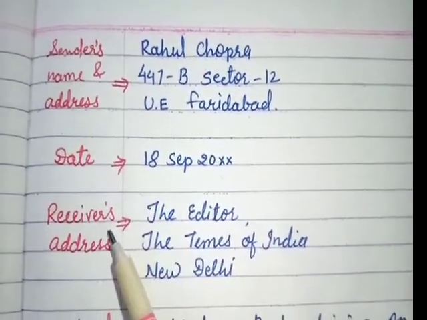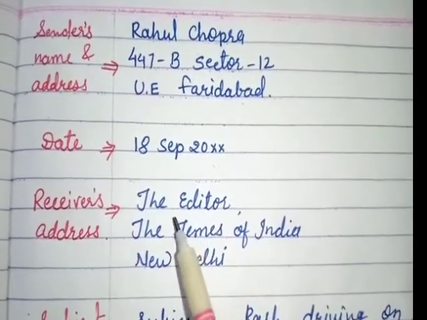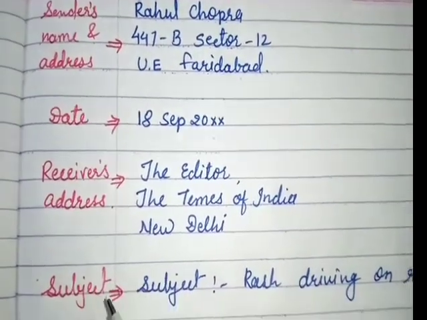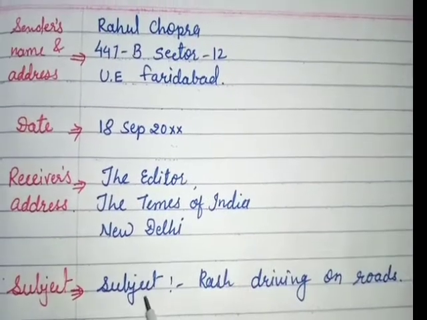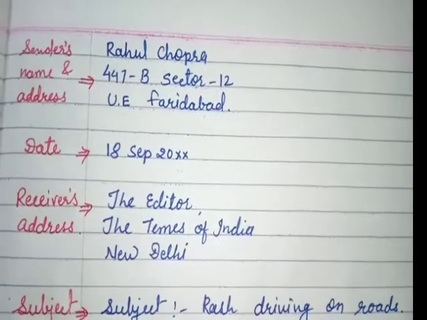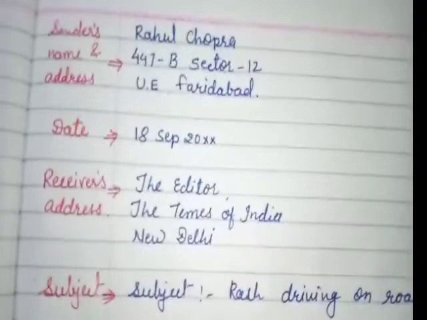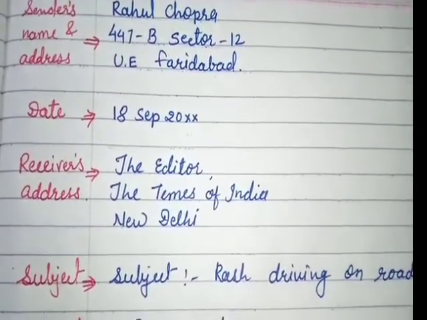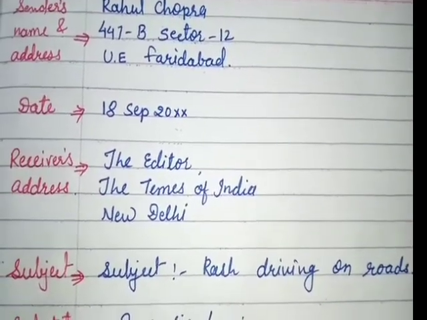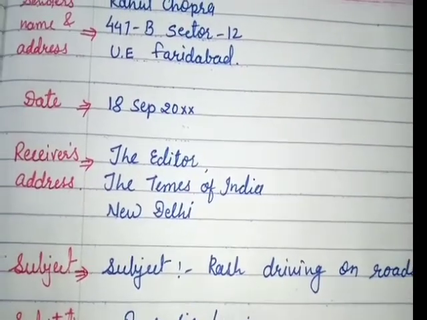Again, leave one line and write the receiver's address. The receiver's address, to whom you are writing the letter, the editor of Times of India, New Delhi. Once again, leave one line and write the subject of the letter, about which you are writing the issue. What are the issues or problems about which you are writing the letter? Rash driving on roads. Then leave one line once again and write the salutation, to whom you are writing the letter, Dear Sir or Ma'am. If you know the gender, you can write that gender, otherwise you can write both, Sir and Ma'am.